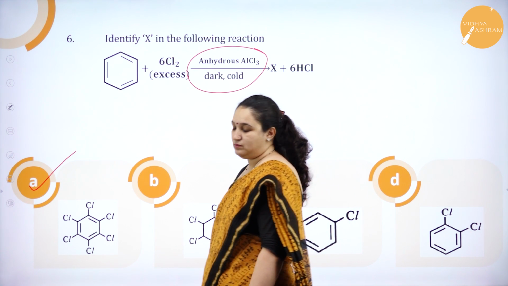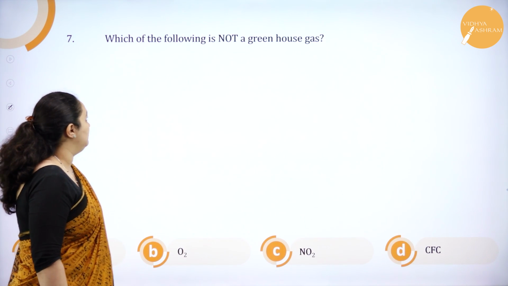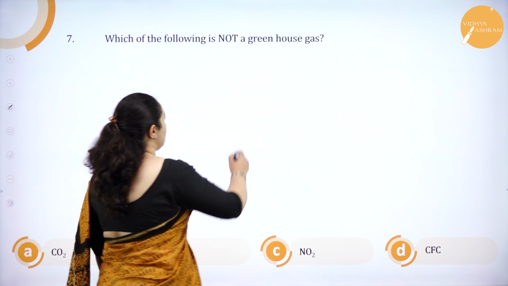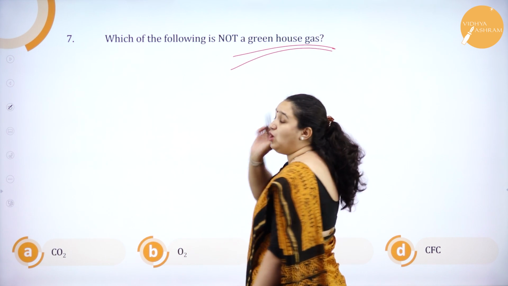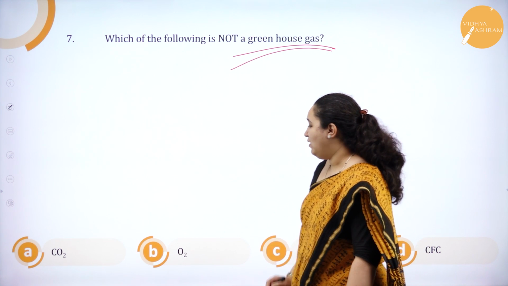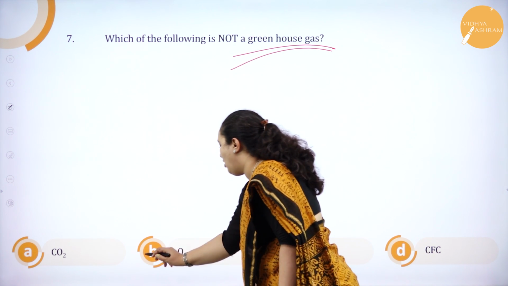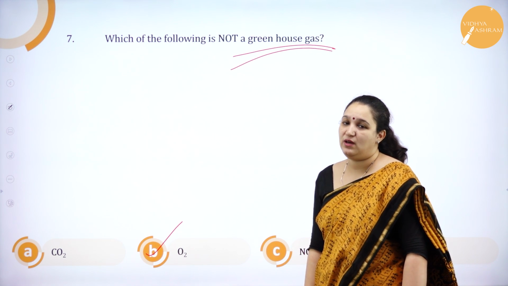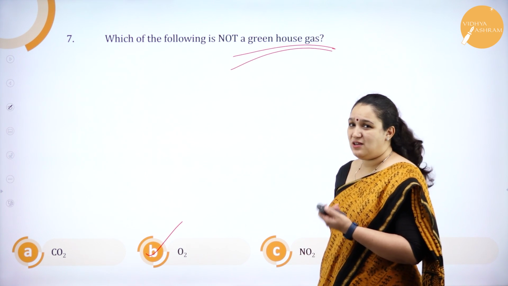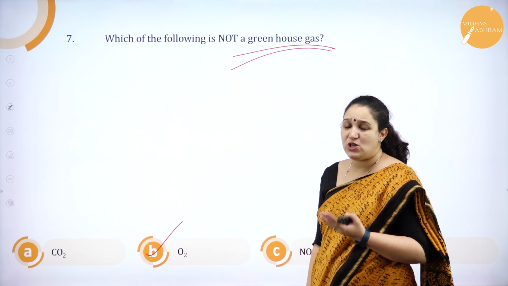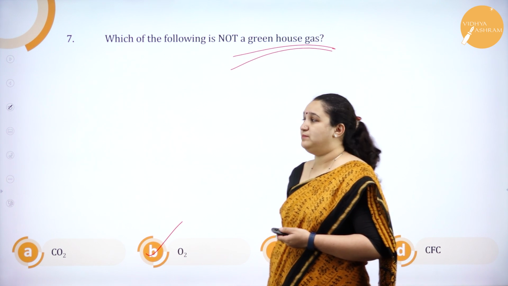Next question. Which of the following is not a greenhouse gas? What are they asking? It is not a greenhouse gas. We have CO2, O2, NO2, CFC. Of course, it is oxygen gas. It is a fact which you need to know. You have to know the list of gases which are called greenhouse gases.